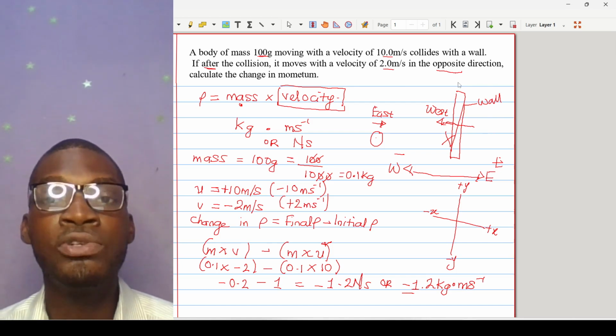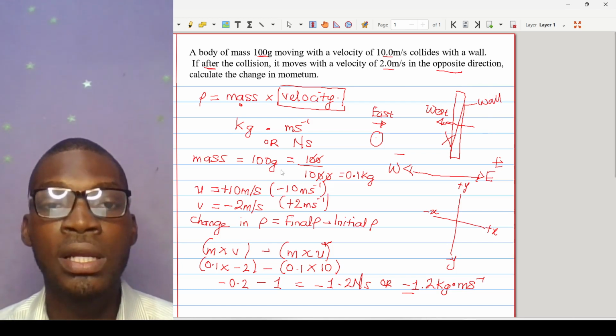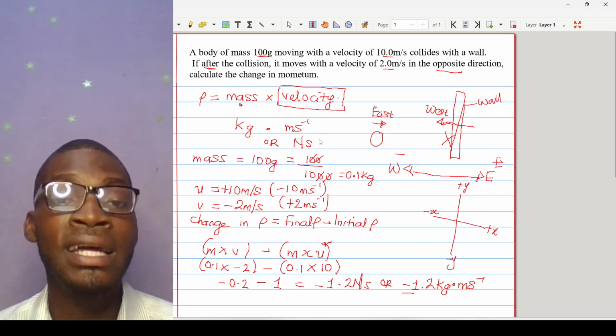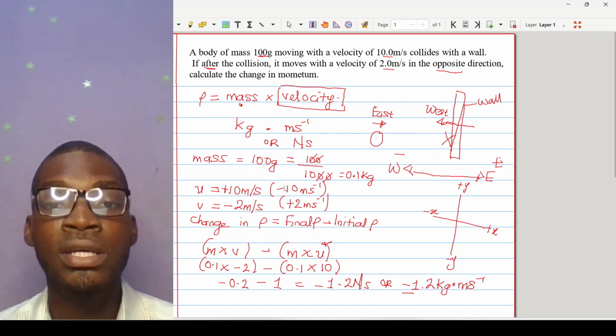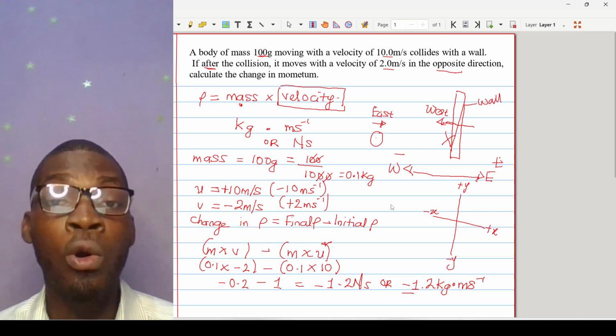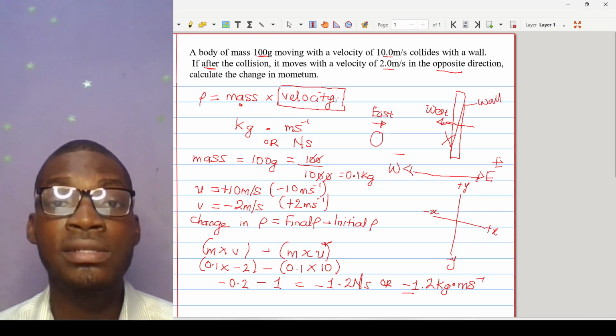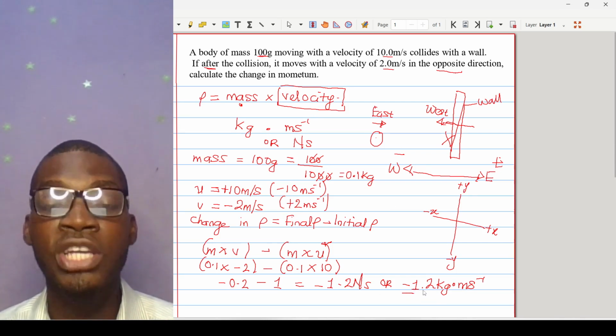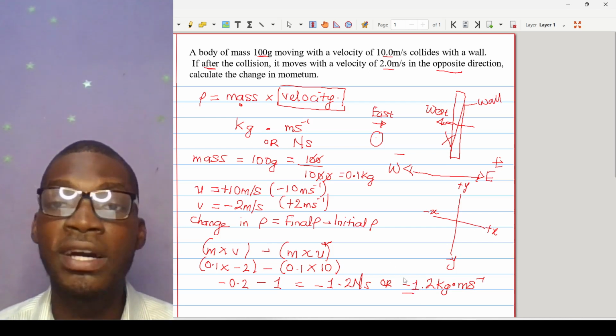Remember, the most important part of this question is knowing your formula, knowing that you have to change your mass into the standard unit, which is kilograms, then knowing the sign convention for vector quantities such as force, velocity, and in this case, even momentum, which has a change in sign here. So this is the final answer.